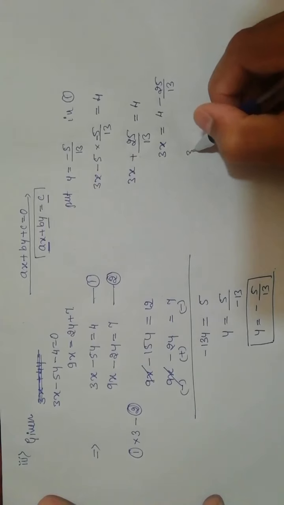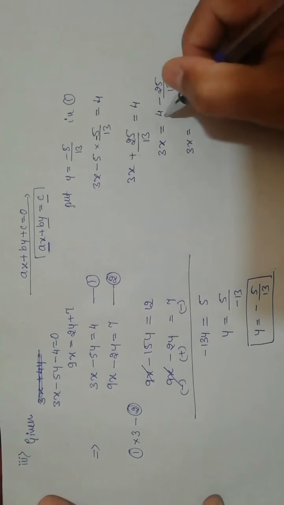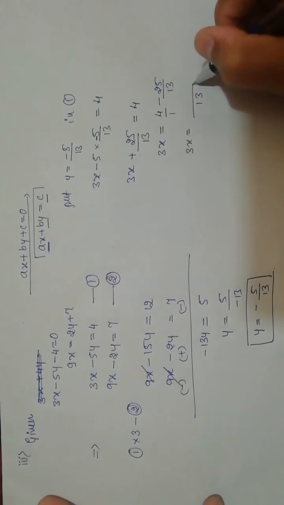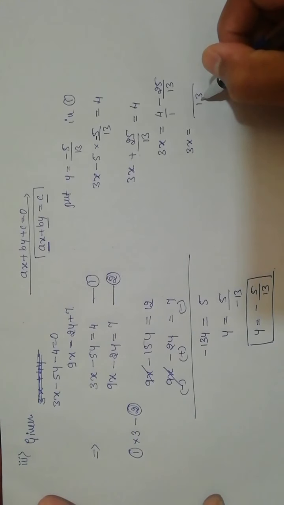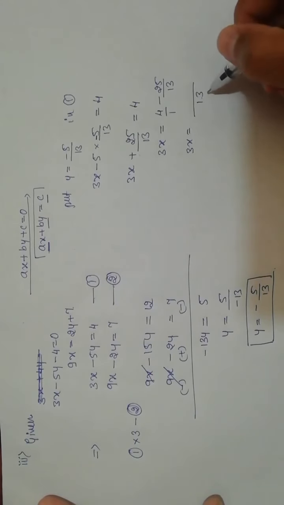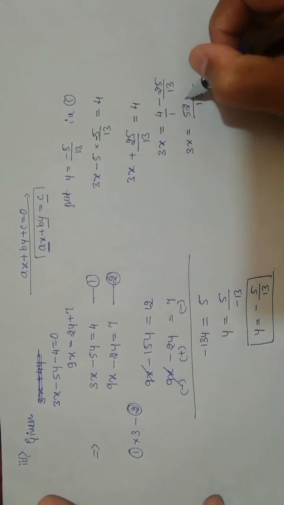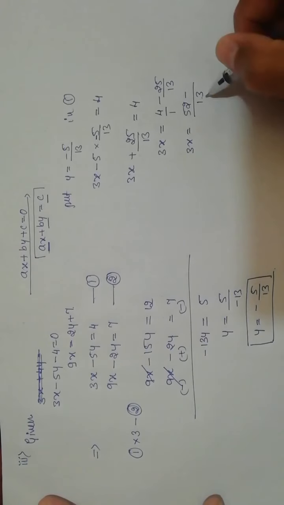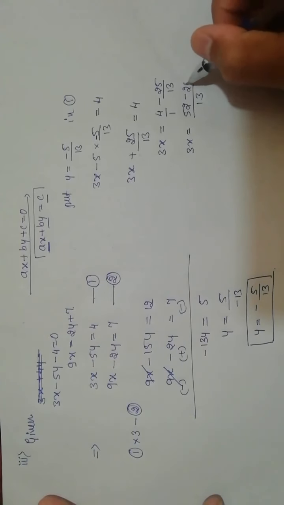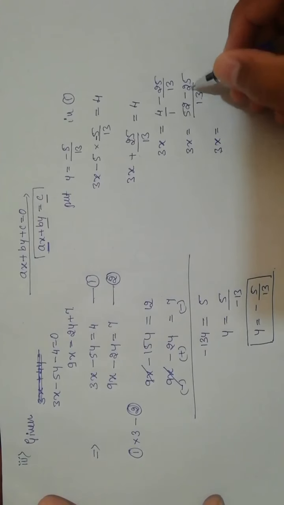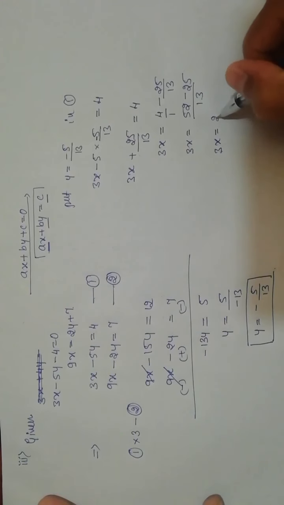So then 3x is equal to, if you take the LCM here, it is 4 by 1. So the LCM for 1 and 13 is 13. Then 1 13s, 13 fours, it will become 52, minus 13 ones, 13, 1 into 25 means 25. Then 3x is equal to 52 minus 25, which means how much?